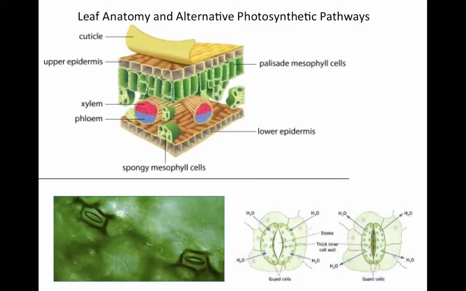Hi guys, I just want to take a few minutes today to very briefly talk about some aspects of leaf anatomy, and then also spend a little bit more time on some alternative photosynthesis pathways. So the pathway we have talked about is found in a great number of plants, but it doesn't work for all of them.